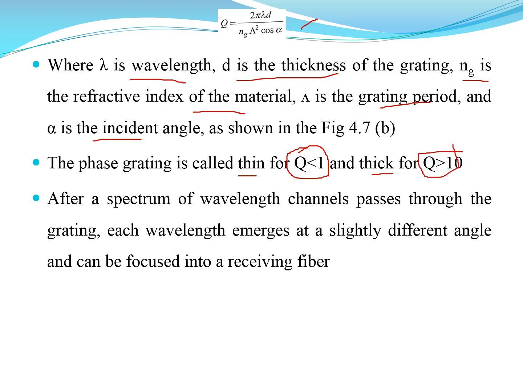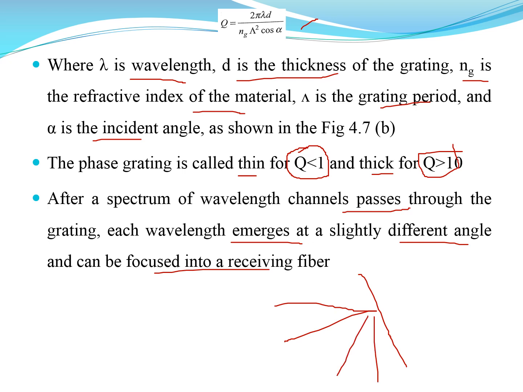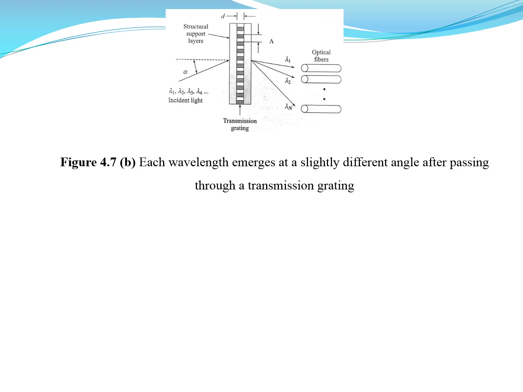So the wavelength channels pass through the grating. Each wavelength will emerge at a slightly different angle which can be focused into a receiving fiber. We saw that earlier. Once the light of different wavelengths reflects, it reflects in different directions with different angles into different optical fibers. This is the reflection which happens, and this is how the light is incident onto this material. This is the reflecting surface, and this is how the transmission grating is considered.